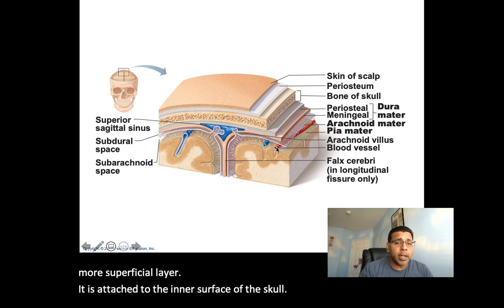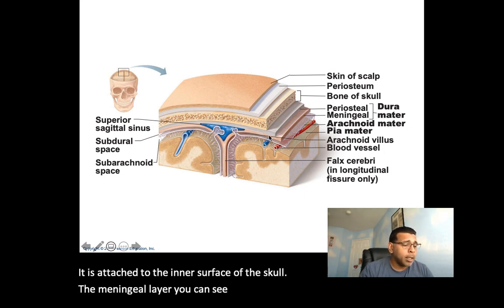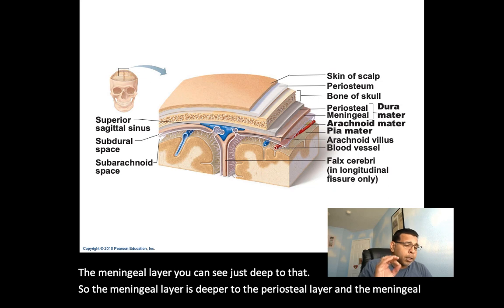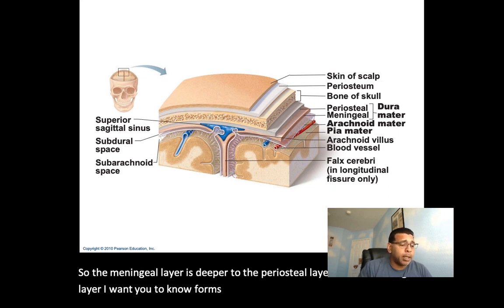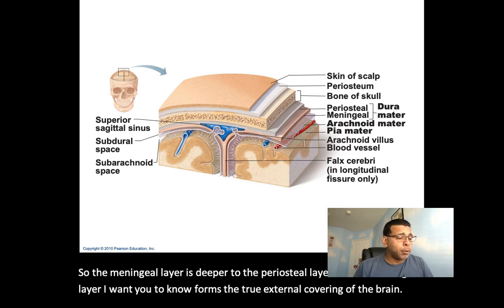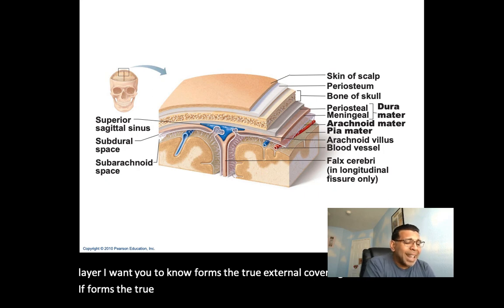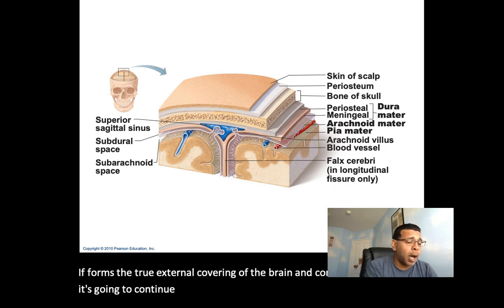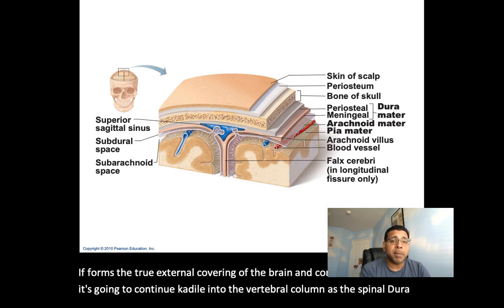The meningeal layer, you can see just deep to that. So the meningeal layer is deeper to the periosteal layer. And the meningeal layer, I want you to know, forms the true external covering of the brain, and continues caudally into the vertebral column as the spinal dura mater.